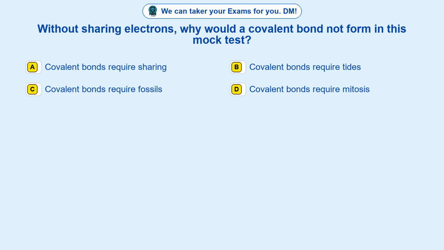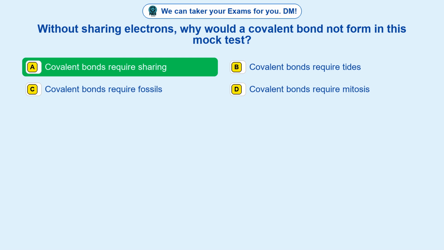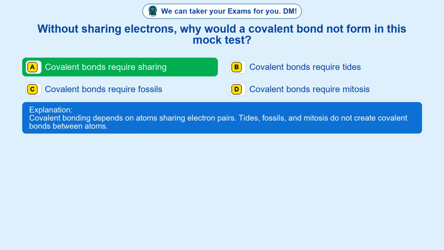Question 34. Without sharing electrons, why would a covalent bond not form in this mock test? Option A, covalent bonds require sharing. Option B, covalent bonds require tides. Option C, covalent bonds require fossils. Option D, covalent bonds require mitosis. The correct answer is option A. Covalent bonds require sharing. Covalent bonding depends on atoms sharing electron pairs. Tides, fossils, and mitosis do not create covalent bonds between atoms.